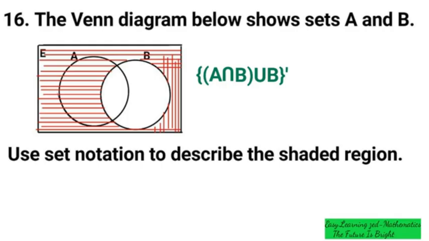Okay, so meaning the intersection of A and B is not shaded, as well as the entire set B is not shaded. So we have got A intersection B union B complement. Okay, so this was the correct answer. You can go to the other questions and also learn how to solve them.